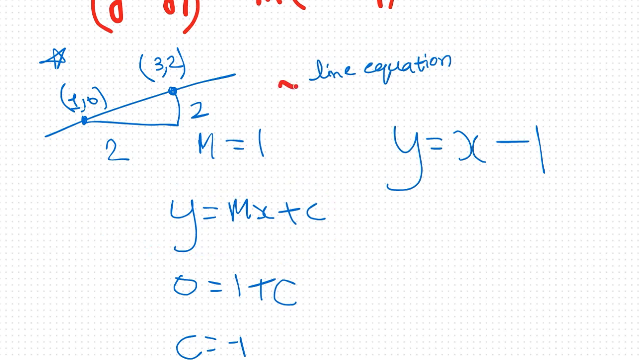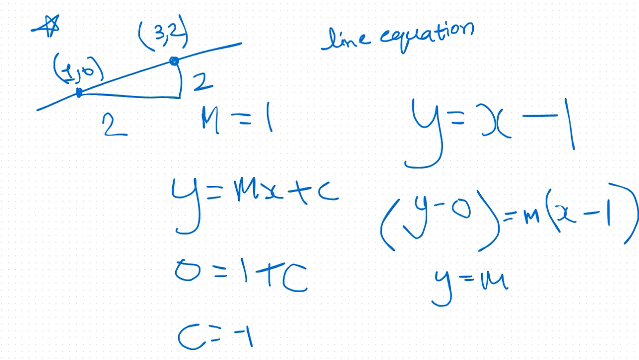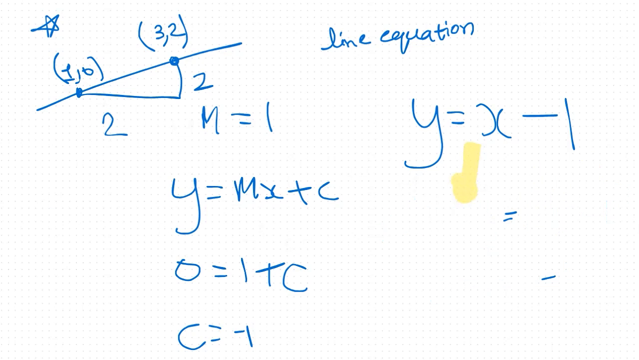Okay, if the question is find the line equation using point slope form, right? m is 1. Okay. So basically, in y minus y1, what did we choose?